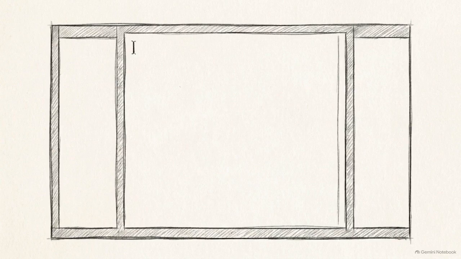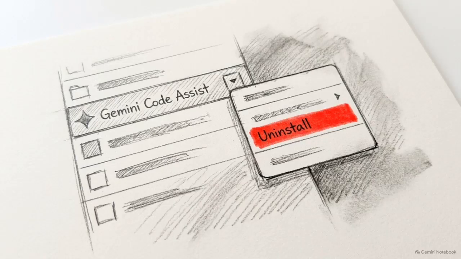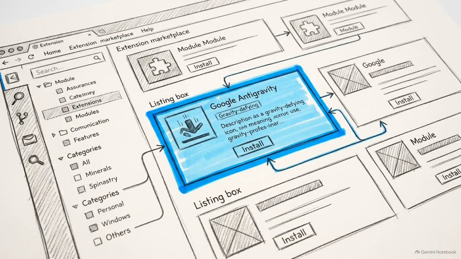Let's begin the installation. Open up a completely fresh, empty workspace in your IDE. Before adding the new platform, you need to clear out the legacy tools. Go ahead and explicitly disable or uninstall Gemini Code Assist. Next, navigate to your IDE's Extensions Marketplace and type Google Anti-Gravity into the search bar. Look for the newly branded listing. Click exactly this one to ensure you aren't accidentally downloading the sunsetted autocomplete version.